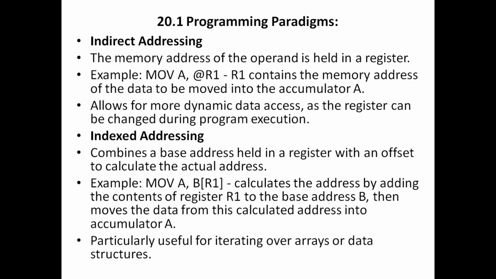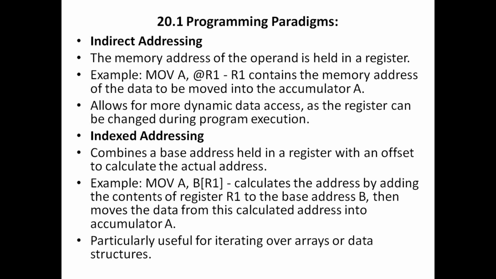Then we have indirect addressing. The memory address of the operand is held in a register, like MOV A, @R1. Now first of all, you'll go to R1. Over there you'll get another address. You'll go to that address, and from there you'll fetch the contents and load them into the accumulator.